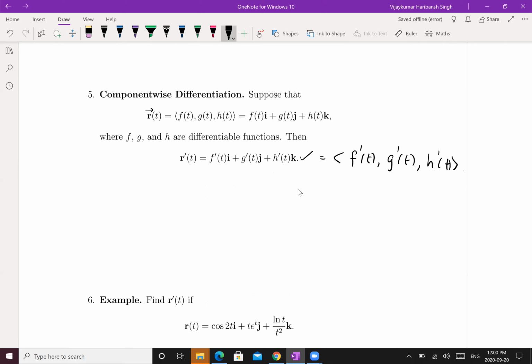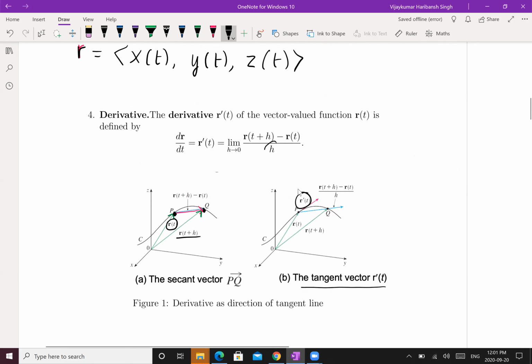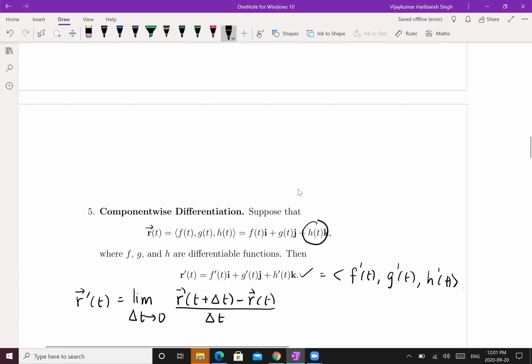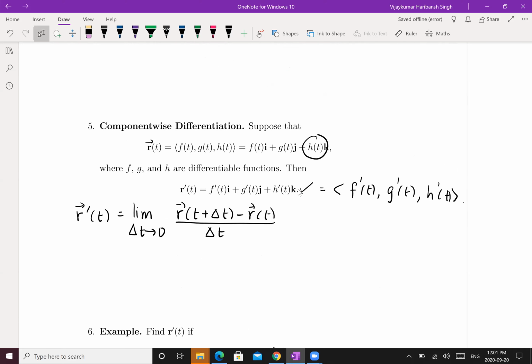Let's prove this. We have r prime of t is going to be the limit as delta t goes to 0 of r of t plus delta t minus r of t over delta t. Note that I'm using delta t here instead of h, to avoid confusion. Otherwise there's no difference between the previous one and this one. We can't use the same symbol at both places. Now let's compute this.